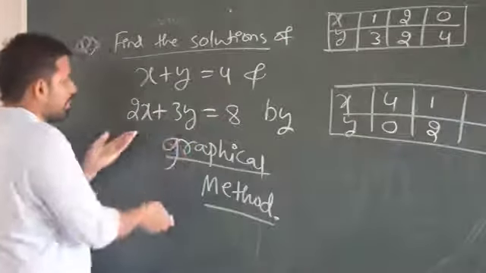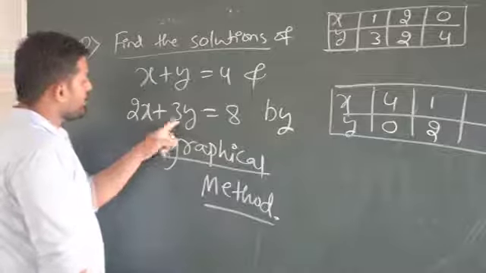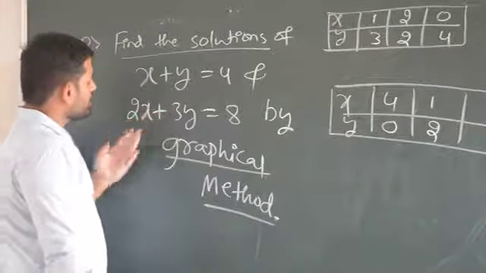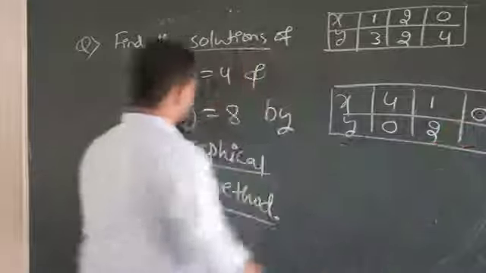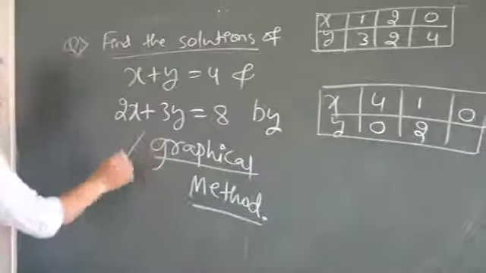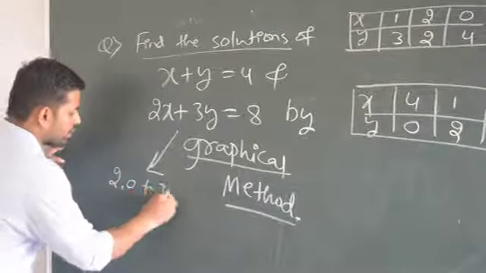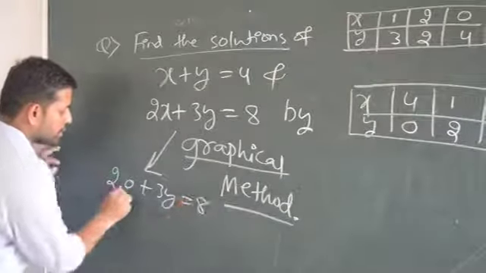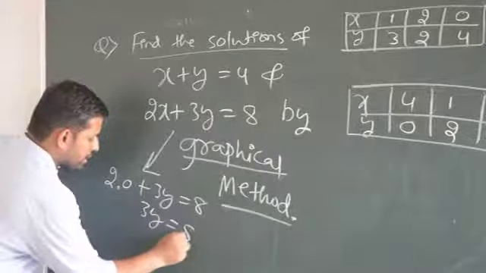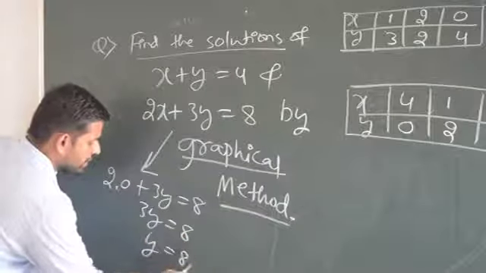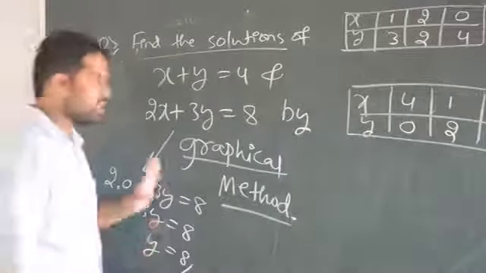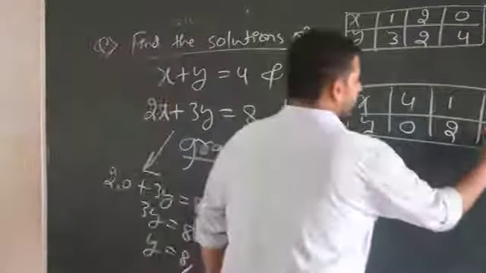You have kept y as 0, and now you can keep x as 0. If you keep x as 0, what happens? Tell me. I'm just telling you. If you keep x as 0 here, that is 2 into 0, right? Plus 3y is equal to 8, no? So this is 0, and 3y is equal to 8. y is equal to what value? 8 by 3. Usually we avoid these kinds of values, but that's okay. So y is going to be 8 by 3.